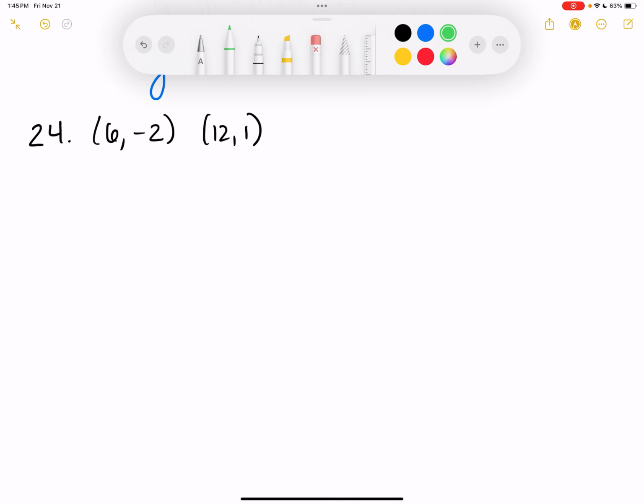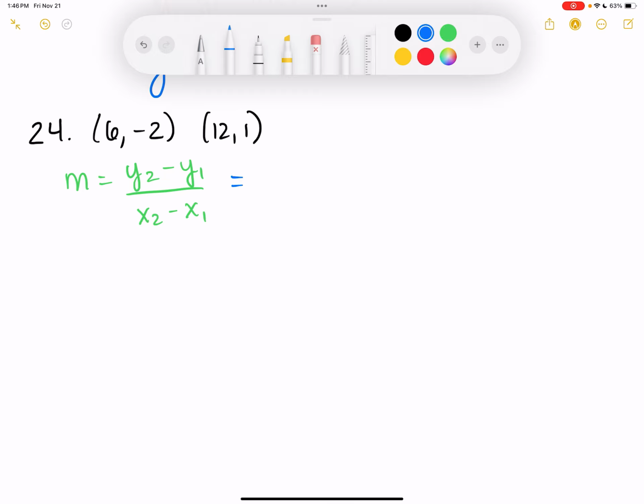y1 minus y2 over x2 minus x1. Now, ultimately, it doesn't matter. He said y1 minus y2. If he's going to do that, the bottom needs to be x1 minus x2. It just has to be consistent, top and bottom, whether you're doing 2 first or 1 first. Because ultimately, this can be point 1, this can be point 2, or this can be point 2, and this can be point 1. It really doesn't matter.